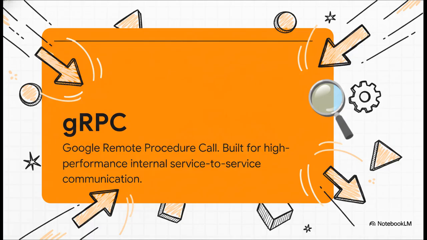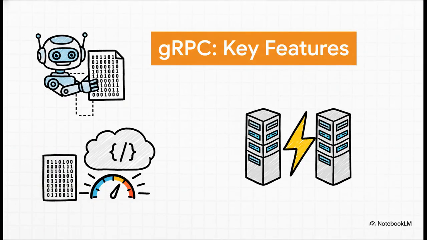But what about communication inside your own system? Where you control both ends of the conversation and nobody really cares if the data is human readable. When raw performance is the name of the game, that is the perfect use case for gRPC. This slide really highlights the trade-off perfectly.